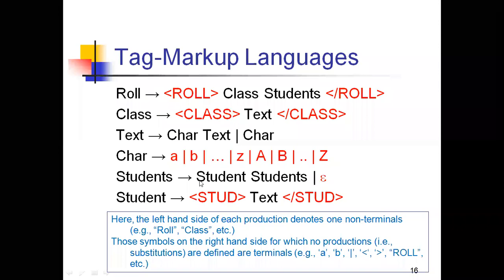And those symbols on the right hand side for which no productions, that is the substitutions we are doing, are defined are terminals. For example, the lowercase letters and the gulments. Gulments means these two, we can call them gulments, or the capital letters. All this comes under the terminals, right?